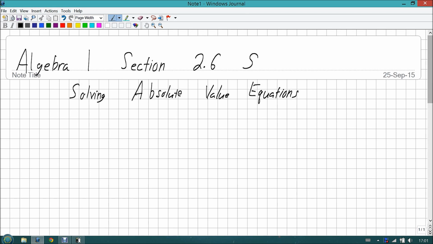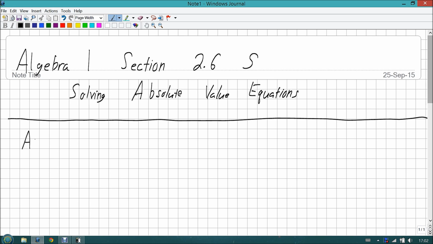Today we're going over section 2.6, solving absolute value equations. Now, the first thing we need to do is know our definitions. Because in mathematics, if you don't know what you're talking about, it's really hard to figure out what the answer is, or at least what the correct one is. So we're going to start out with, what is an absolute value?